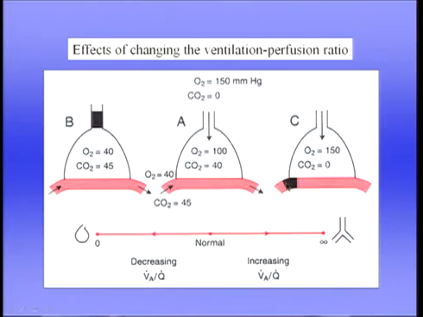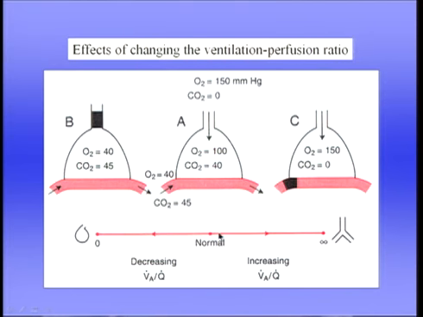What happens as we gradually increase the ratio? Well, again, the simplest way of doing that is to gradually obstruct the blood flow coming into this lung unit. As we gradually obstruct the blood flow, we're going to be removing less oxygen and adding less CO2. And so I think intuitively we can see that the PO2 is going to rise and the PCO2 is going to fall as we increase the ventilation-perfusion ratio.